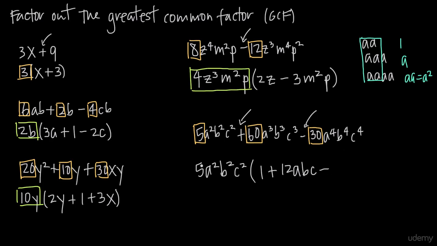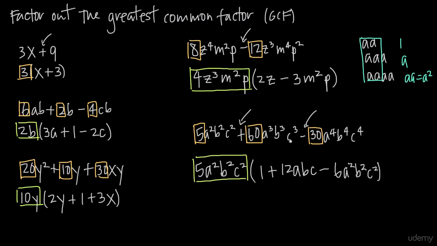What do we have to multiply by 5 to get back to 30? That's 6. What do we have to multiply by a squared to get back to a to the fourth? That's just a squared. B squared times b squared gets us back to b to the fourth, so b squared. And c squared times c squared gets us back to c to the fourth, so c squared. Now that we've factored completely, that tells us that 5a squared b squared c squared is going to be the greatest common factor for this polynomial.